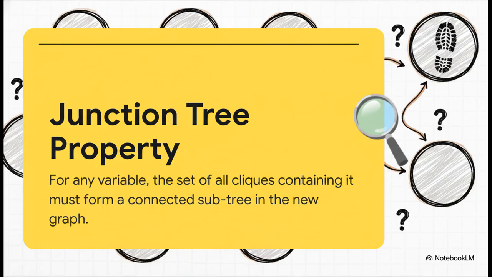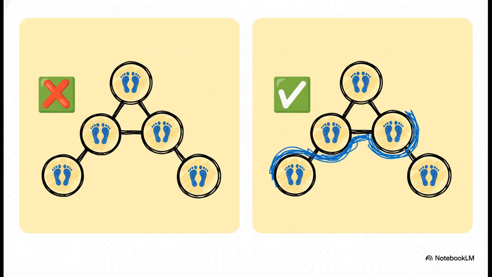All it says is that if a single clue, let's say it's a muddy boot print, shows up in a few different clusters, then all of those clusters have to form one single unbroken path in our new tree. It's what keeps the story of that muddy boot print consistent across the whole investigation. And you can see exactly why this matters right here.